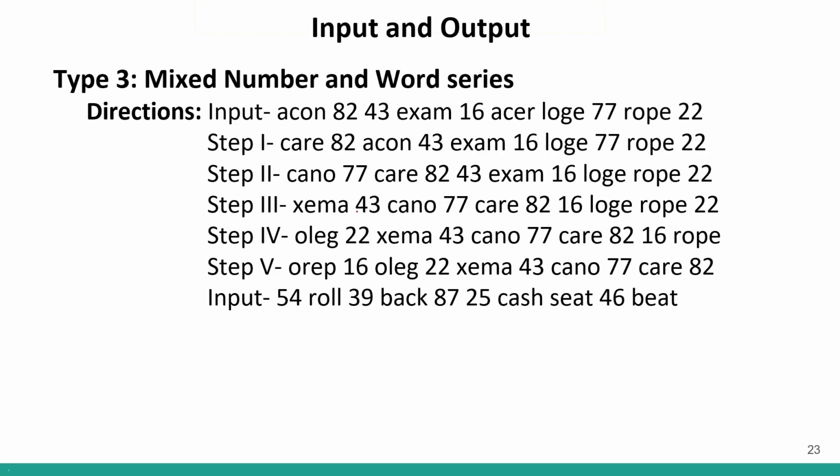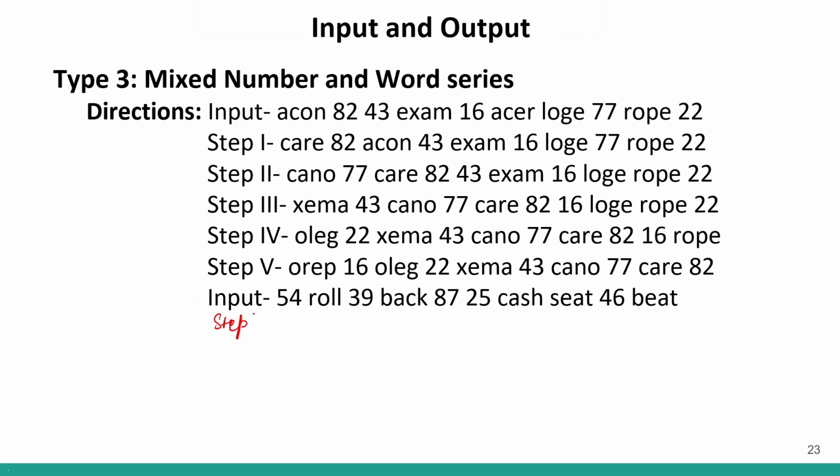Okay. Now, similarly, we have mixed number and word series. So, mixed number and word series, same thing. Just the words have been mixed. Now, we have both words and letters and the operations are done on both words and numbers. Correct. So, until step 5, it is given to us. Based on that, we have to find the output of this input.